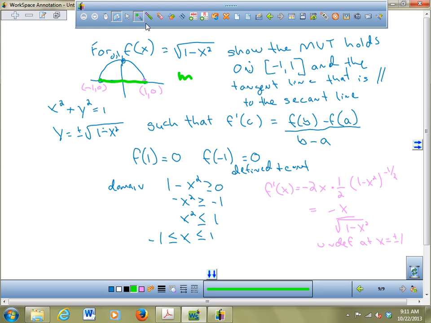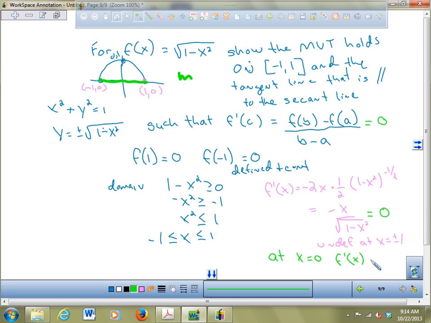What's the slope? So what's f of b minus f of a over b minus a? That's equal to 0. So what I want to see is where is the derivative equal to 0. So all I do is I set this function equal to 0. Where is this function equal to 0? When the top is equal to 0, not when the bottom is. I find where a function is equal to 0 by setting the numerator equal to 0. So at x equals 0, f prime of x is equal to 0.